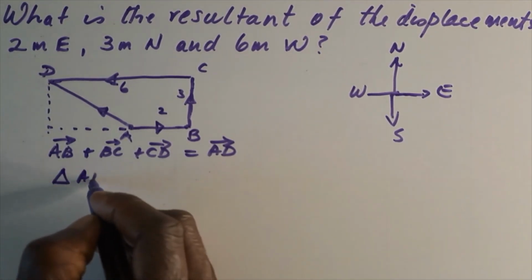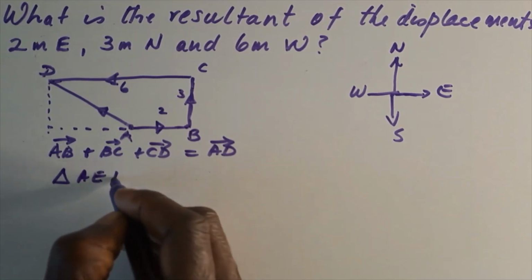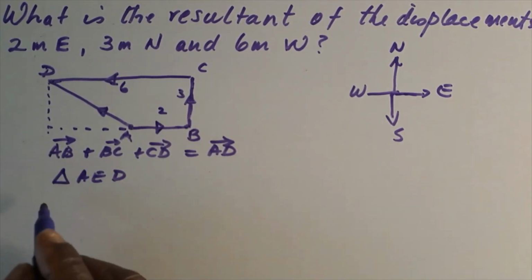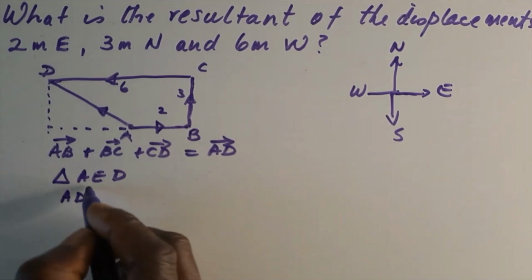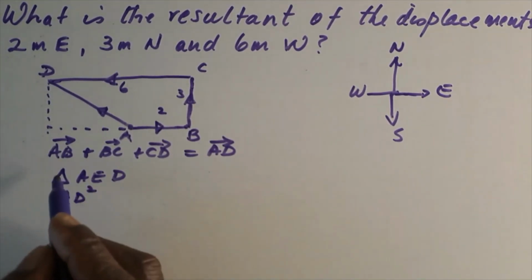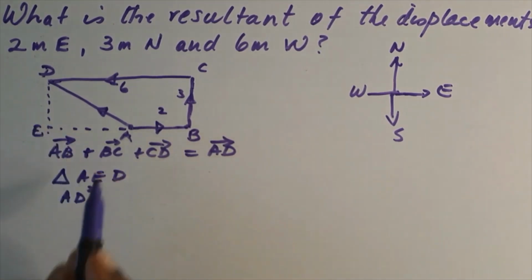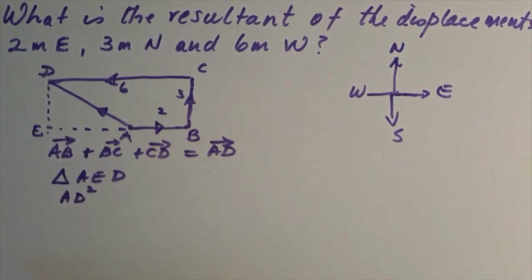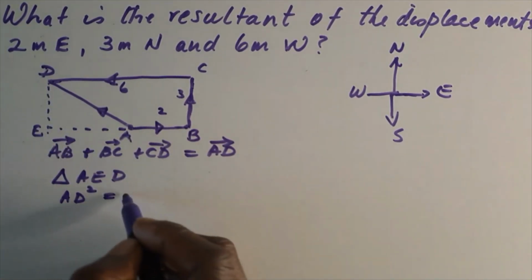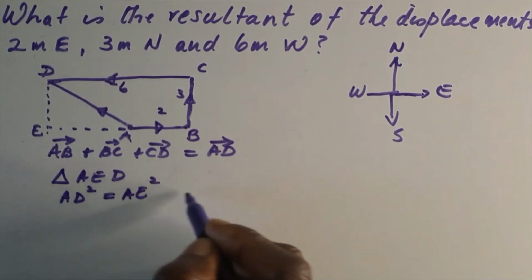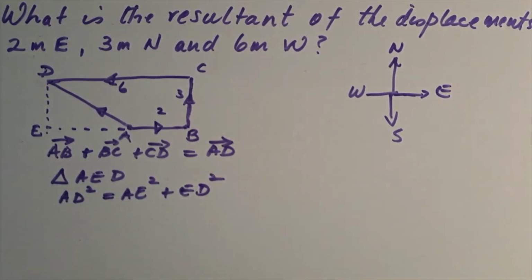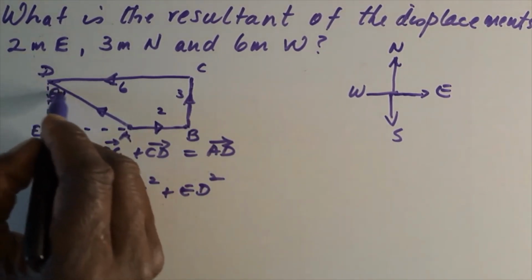Now if we look at angle AED, we have that AD squared. I forgot to put E here, so we're talking about this AED. AD squared is equal to AE squared add ED squared, Pythagoras' theorem, for this angle theta.